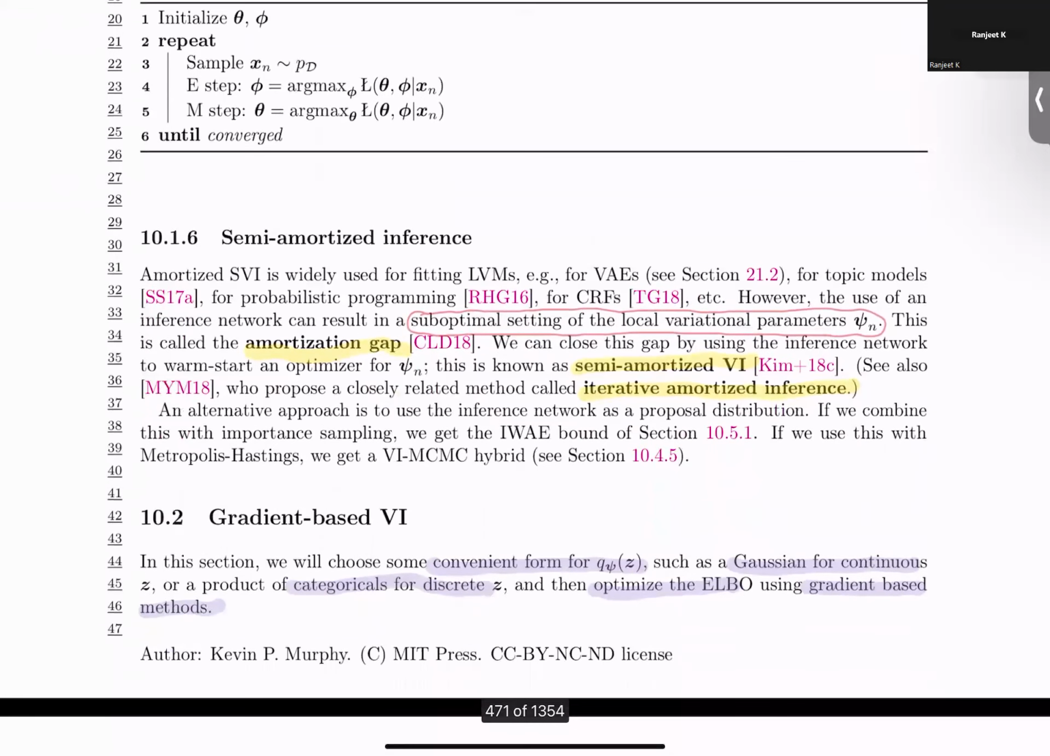Hey, Dave. Hi, Ranjit. Do they talk about how they sample this xn from this probability distribution?